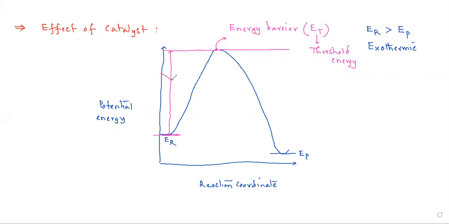This energy, what has to be given to the reactant molecules in order to acquire a threshold energy, is called activation energy. Now let me say that this is the activation energy for the forward reaction, if at all equilibrium condition is taken.